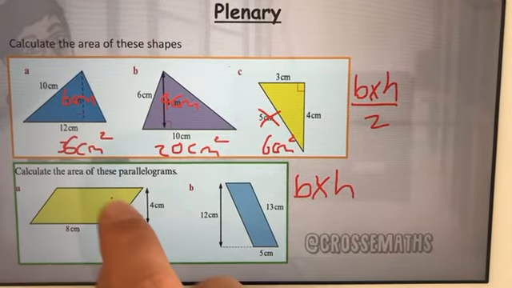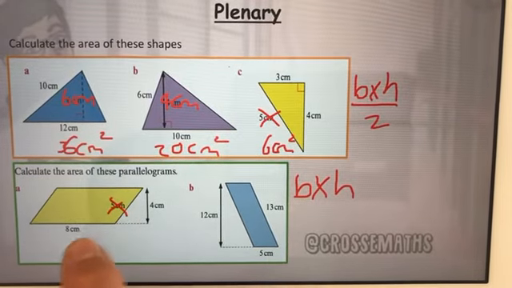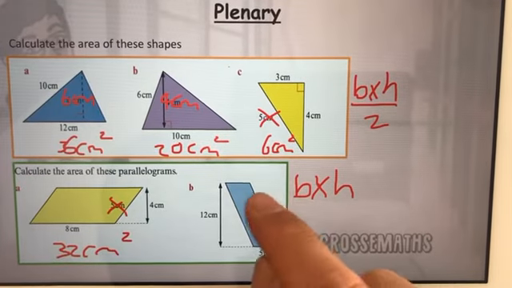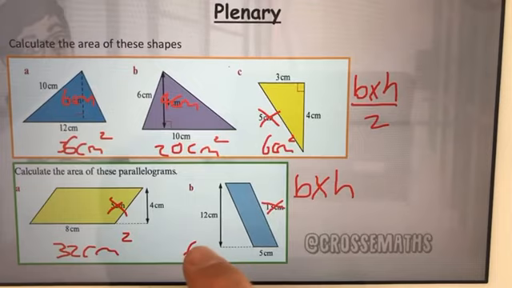Down the bottom, remember you don't need the slanty height. There, 8 times 4 is 32 centimeters squared. And then on this one, you don't need the slanty height. 12 times 5 is 60 centimeters squared.